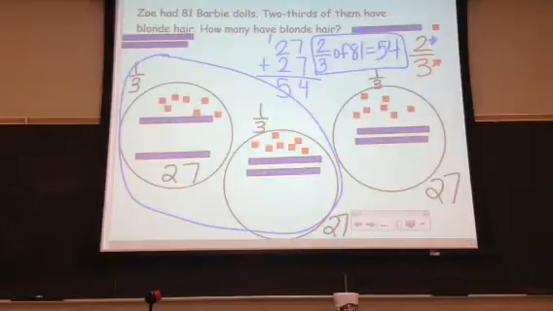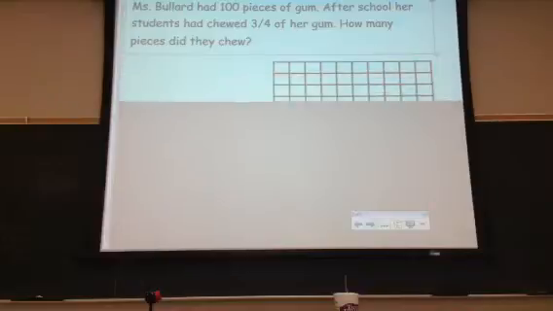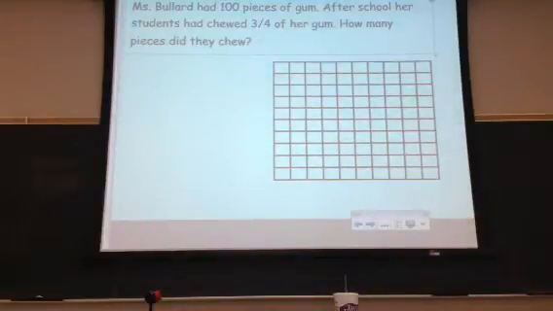And we can represent this also in an area model. And we're going to do a different word problem. So, our next word problem is, Miss Bullard had 100 pieces of gum. After school, her students had chewed 3/4 of her gum. How many pieces did they chew? And again, we're talking about area model. So we're going to use 100 grid. And we have to establish our whole, which is 100. And we need to talk about our fraction, which is 3/4.